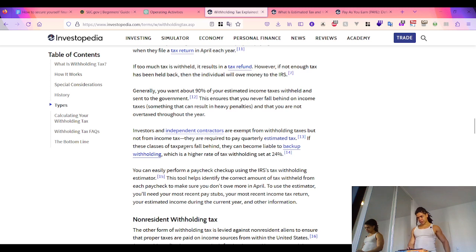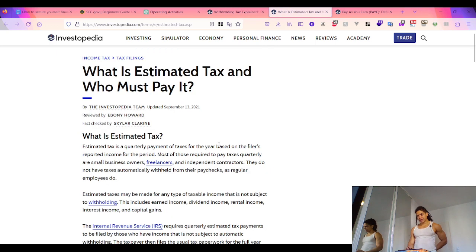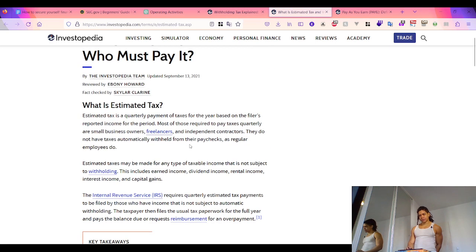Backup withholding is a higher rate of tax withholding, set at 24%. What is an estimate tax and who must pay it? Exactly: small business owners, freelancers, and independent contractors.